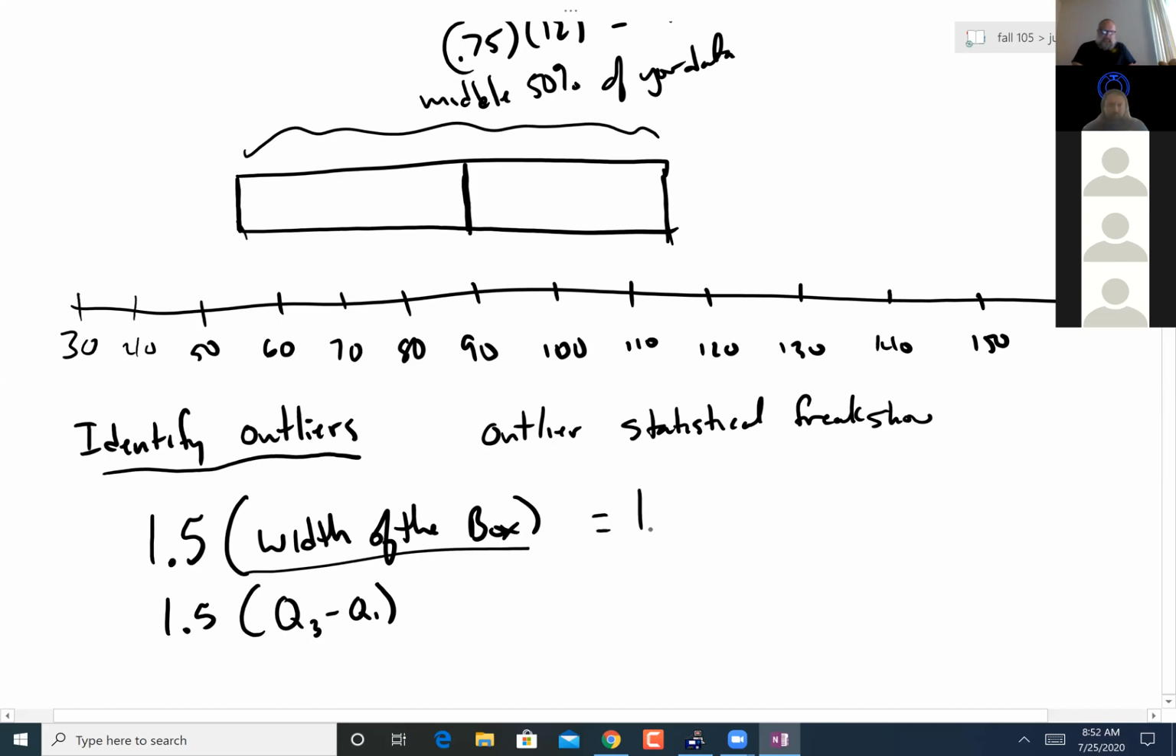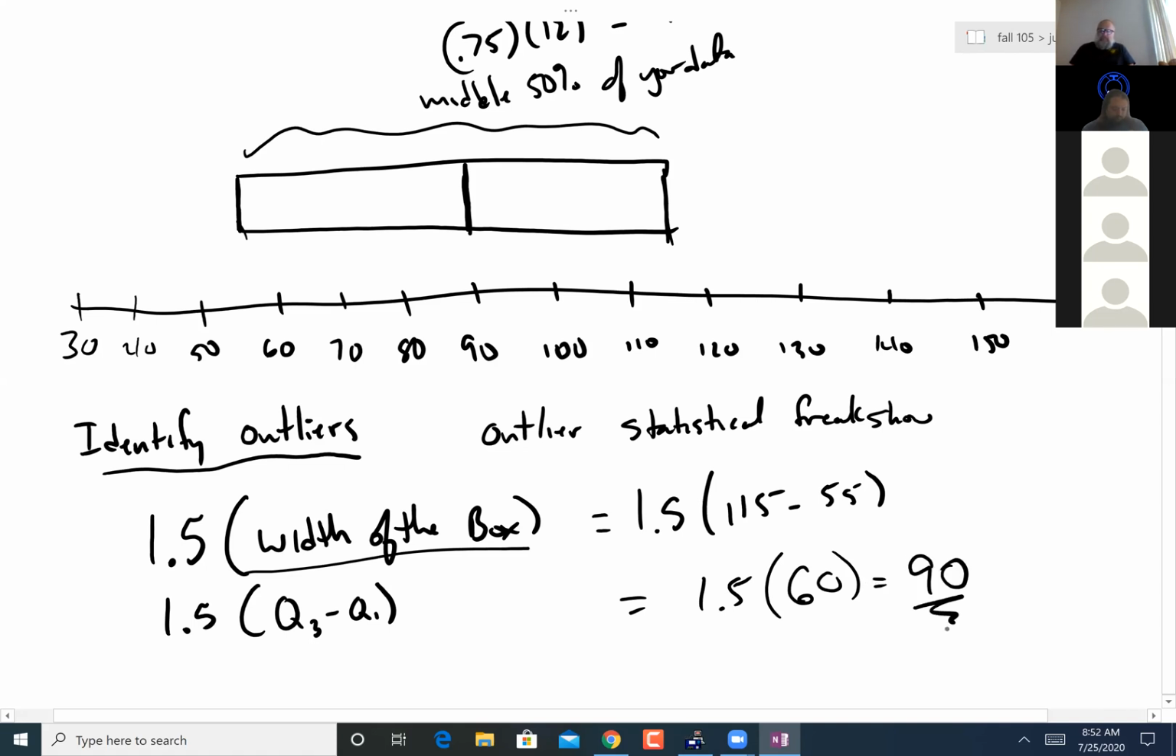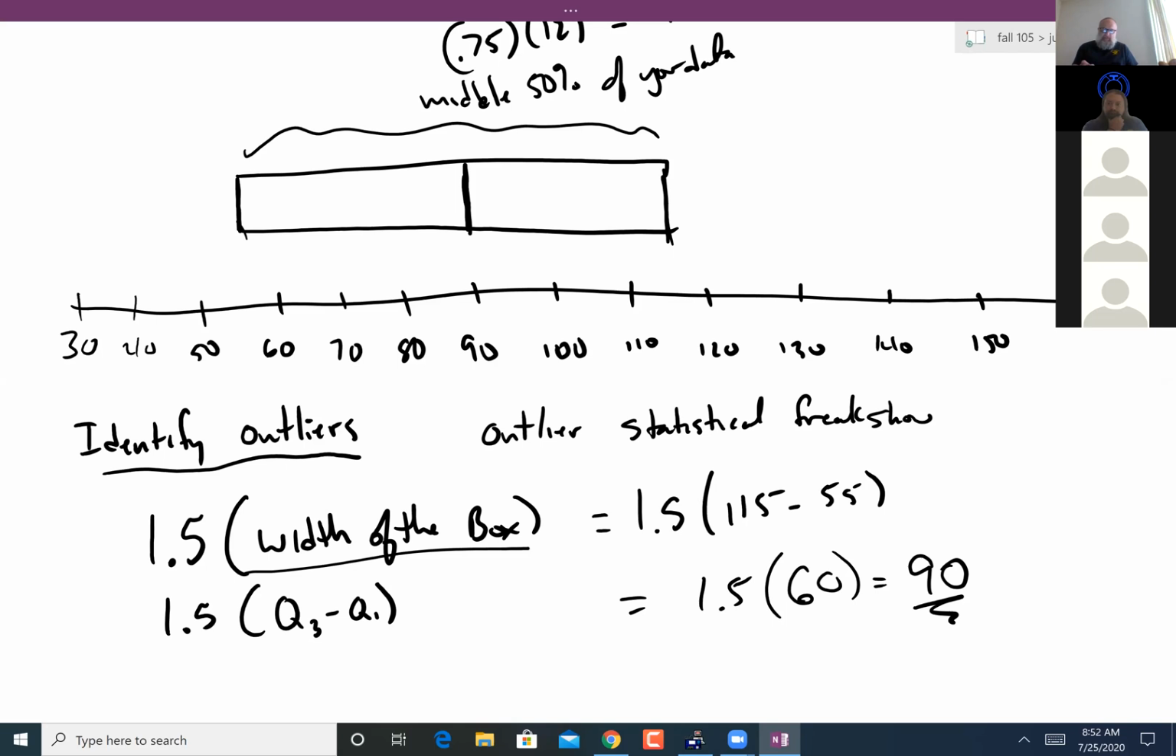So my box is how wide? Well, it goes from 115 on the top end to 55 on the bottom end. So that's 90. No, it's not. It's 60, you dummy. And 1.5 times 60 is 90. That's where the 90 came from right there. Okay. Now, what does this 90 mean for me? Well, I'm going to come out here. I'm going to use a different color pen.